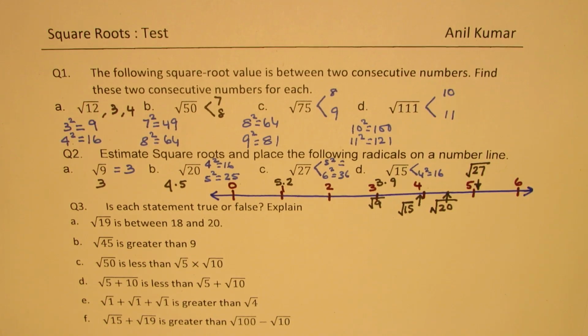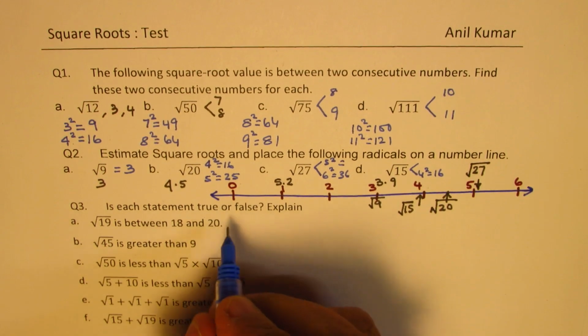Question number 3. Is each statement true or false? Explain. The very first one is: square root of 19 is between 18 and 20. Clearly, this is false.